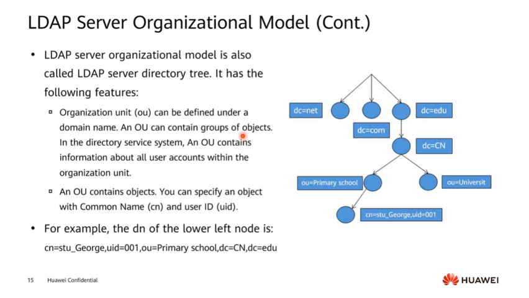There is an example showing the student information of George. And the DN of the lower left node looks like this. So in order to look up the relative information, we need to dive into the DC called .edu, and then CN, and then primary school, and then we can find George either by his name or his UID.